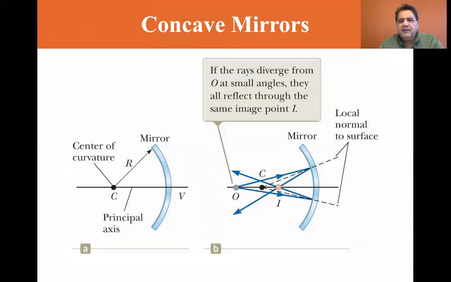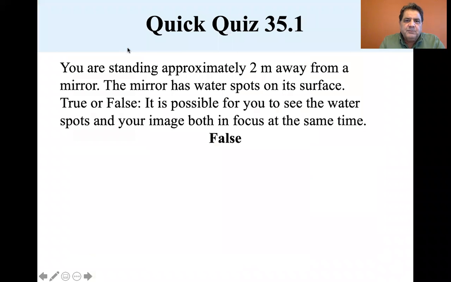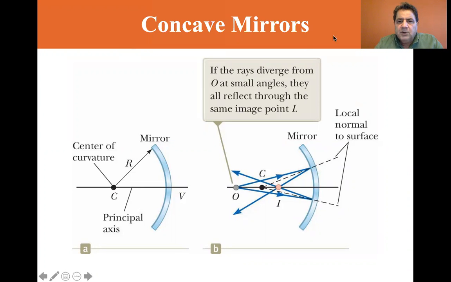Here are concave mirrors. Let's make sure that we're at the right spot. Yes, we just finished the quiz. So you have a concave mirror here, and the reflective surface is on the inside curvature of the mirror. You have the principal axis here going through the center of it. You have the center of the curvature right here, and you have a radius. The mirror is curved to a particular radius.